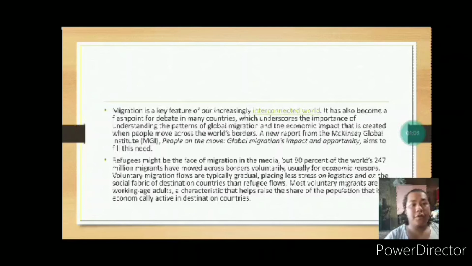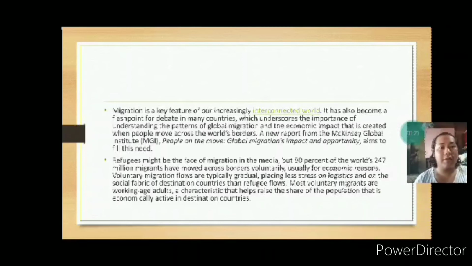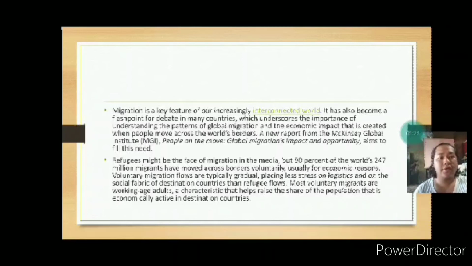Voluntary migration flows are typically gradual, placing less stress on logistics and on the social fabric of destination countries than refugee flows. Most voluntary migrants are working age adults, a characteristic that helps raise the share of the population that is economically active in the destination countries.